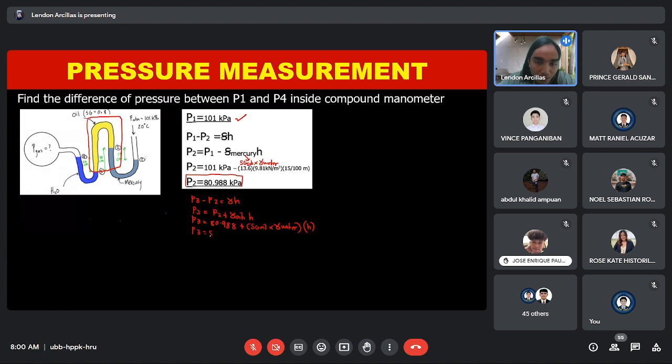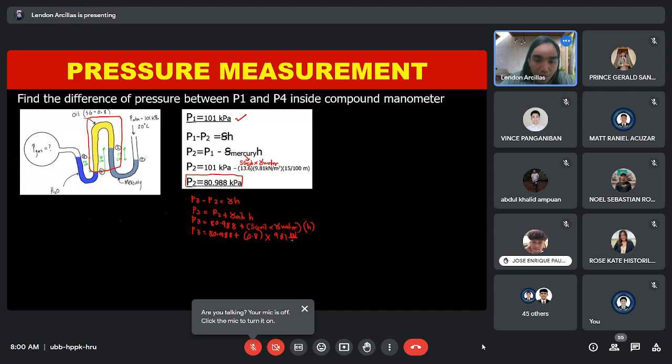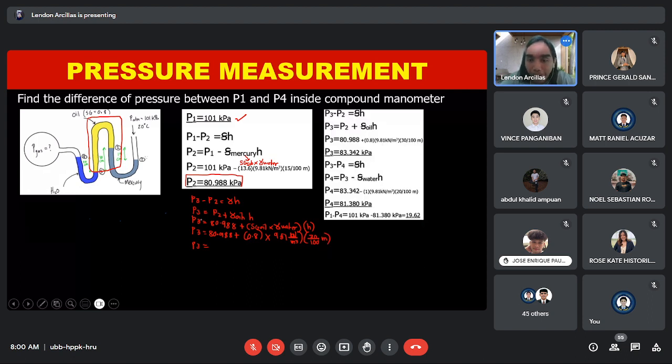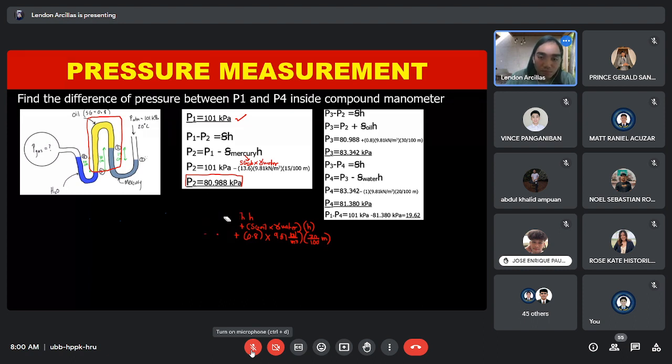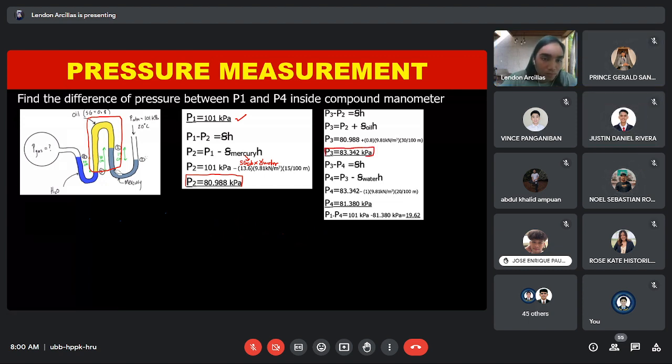So P3 is 80.988 plus SG ng oil, it is given 0.8 times the specific weight of water, 9.81 kilonewton per cubic meter. Times the height difference from 0.3 to 0.2 is 30 centimeters. So in meters, that is 30 divided by 100 meters. So P3 here is, sinolve ko na yan. So this is 83.342 kPa. Nagigets ba? Uy, gets ba? Clear po, sir. Yes po, sir. Okay.